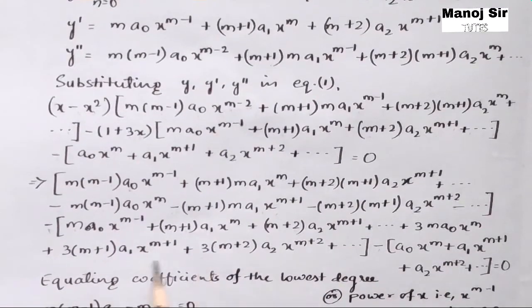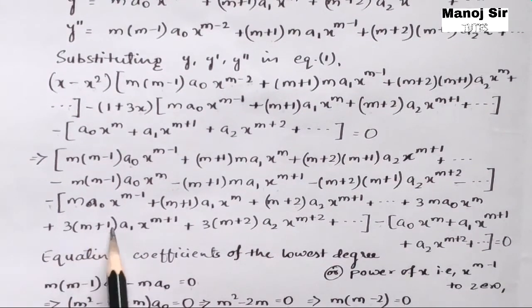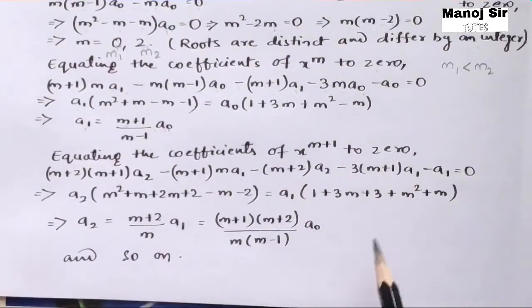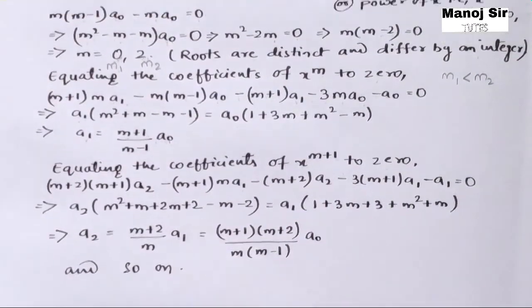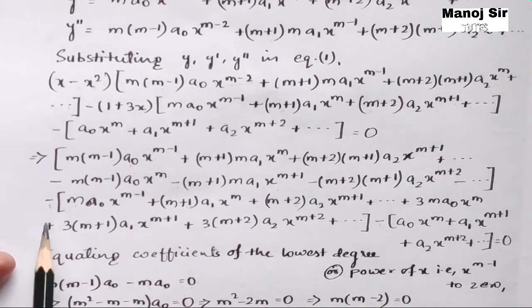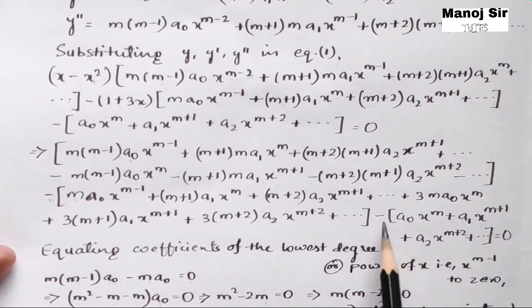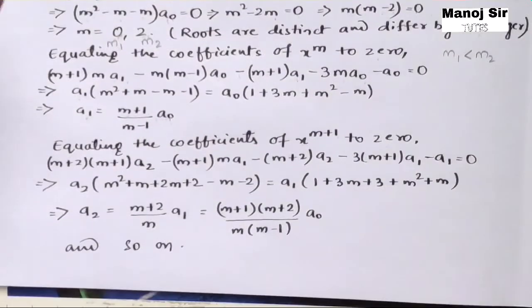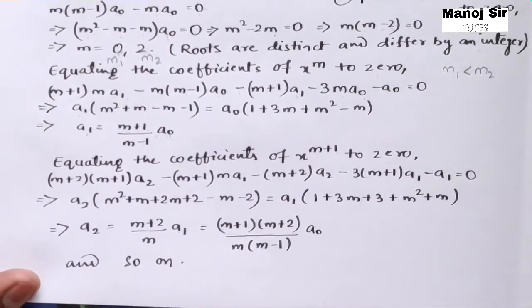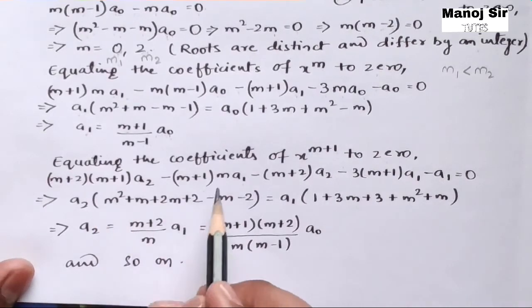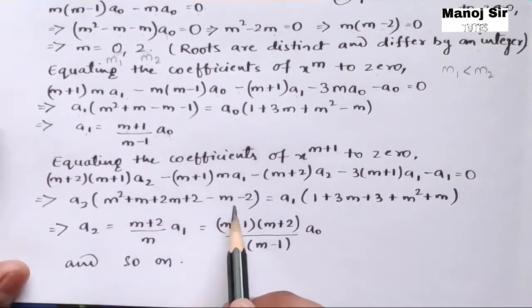Again let us search. Here we have x to the power m plus 1. The coefficient is minus of 3 into (m plus 1) into a1, with negative sign. Where does the negative sign come from? From this, because all of these are written inside this bracket, so minus times plus will become negative. Now again search. Here we have x to the power n plus 1 and the coefficient is minus of a1, and this is equated to 0 finally.